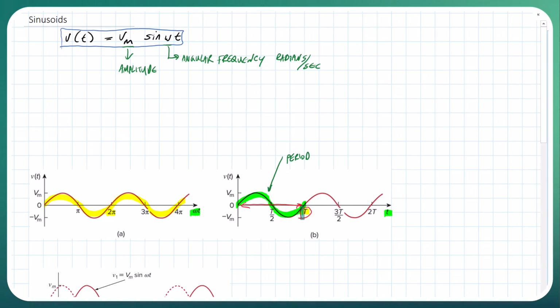So let me change the colors. If I say T here and 2 pi here, we can say our omega times capital T is going to equal 2 pi. That's important because then we can rearrange this and say our period is equal to 2 pi over omega, our angular frequency.